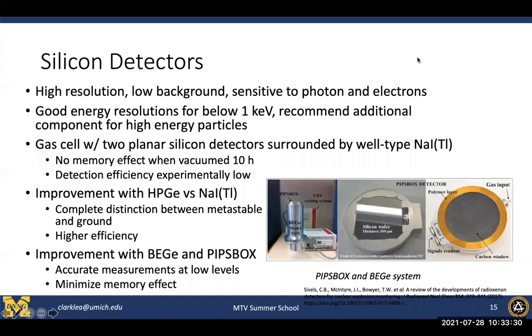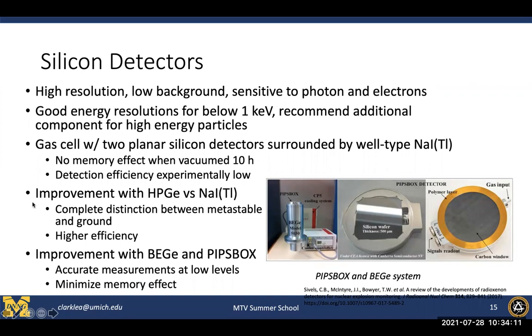And a big problem with the IMS with this radioxenon is something called memory effect. So memory effect is when the xenon gas can actually diffuse into the scintillating material. And that causes a problem when you are doing these measurements, because then you'll have this additional background xenon present in the detector that shouldn't be there. So there's been a lot of push and talk about making new detection systems that don't have this memory effect. And for the silicon detector, for example, there is no memory effect when you vacuum the detectors for 10 hours. So that's pretty good.